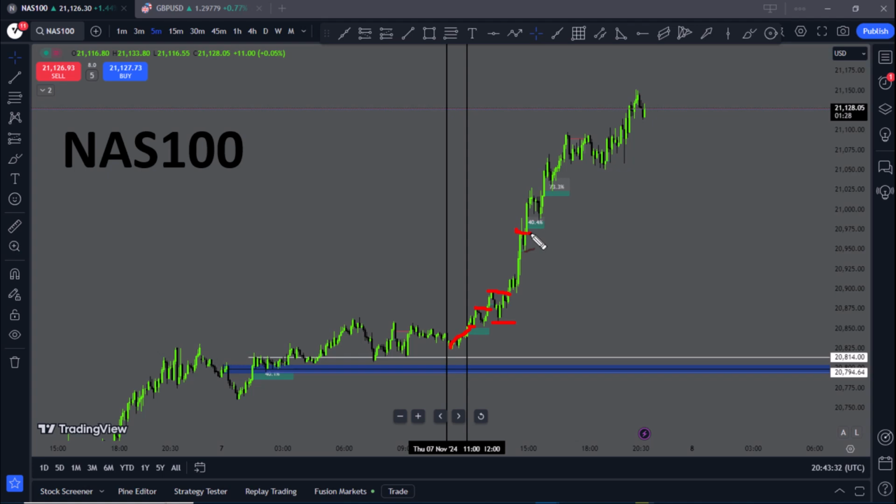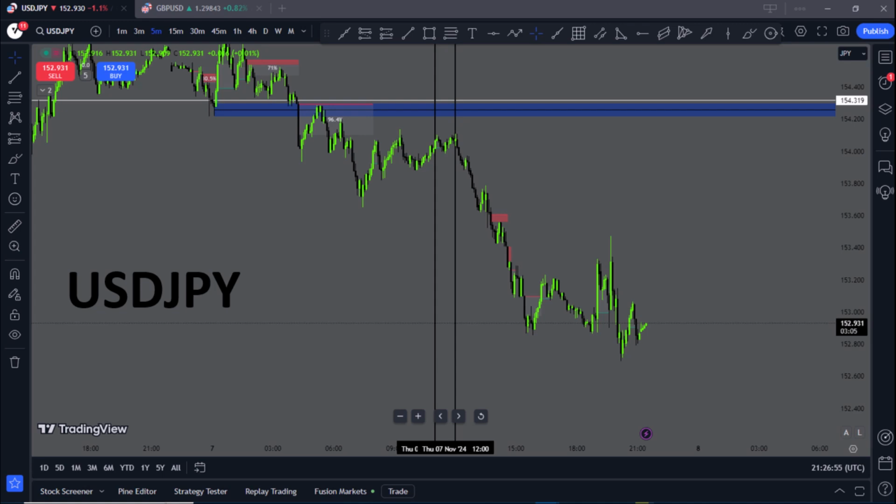You could have gotten into the trade around this level too. Another one here, another one there. So indirectly, you have a lot of chances to actually enter into the trade on Nasdaq today. But if you're having problems, or if you weren't on Nasdaq, that's why you did not get into the trade. Let's move to USDJPY.